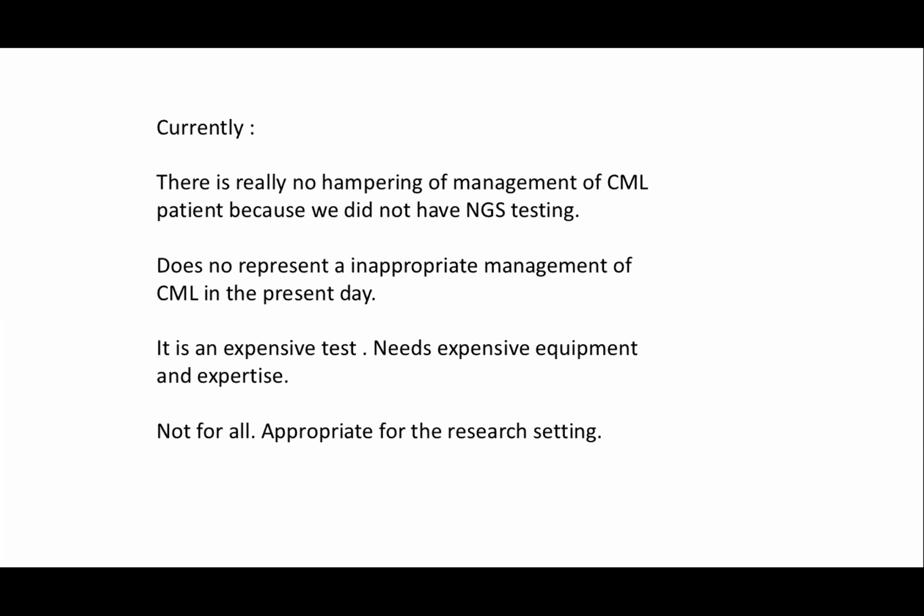I would still think that there is probably a role for it when it can be applied on a larger scale. We do understand that it is an expensive test. You need a lot of expertise, and there is a lot of cost involved in setting up a lab with NGS equipment. The overheads are there. So in a country like India, it might still be a long way to implementing such a methodology. To end, I would say it is not for all, but it is certainly appropriate for the research setting. Thank you.